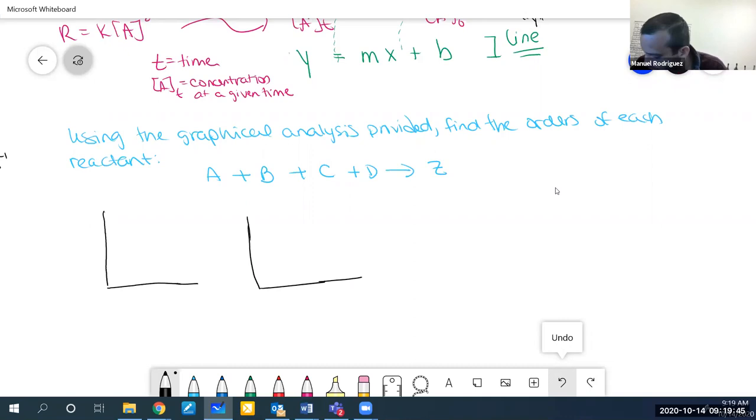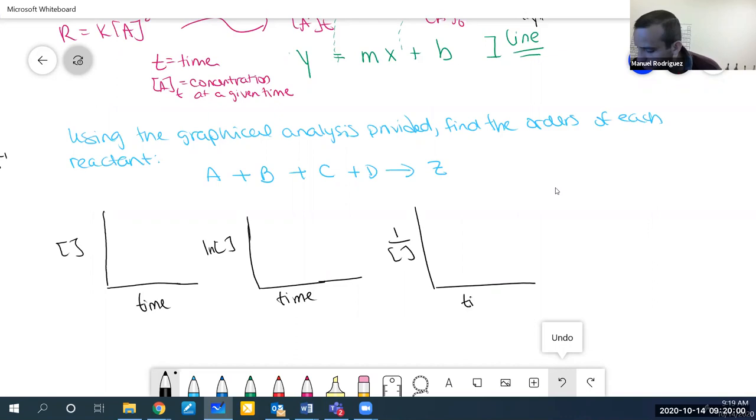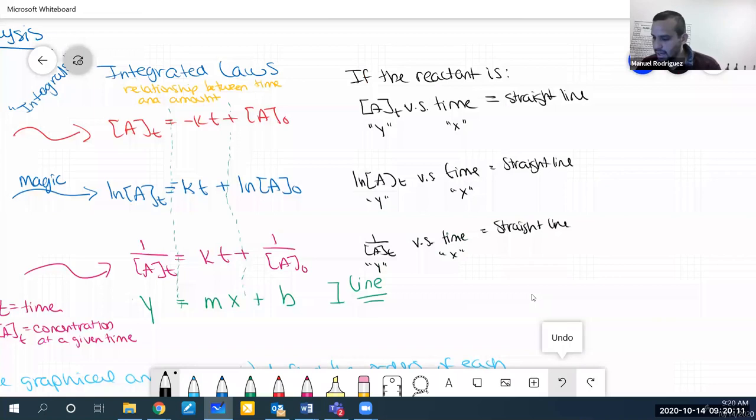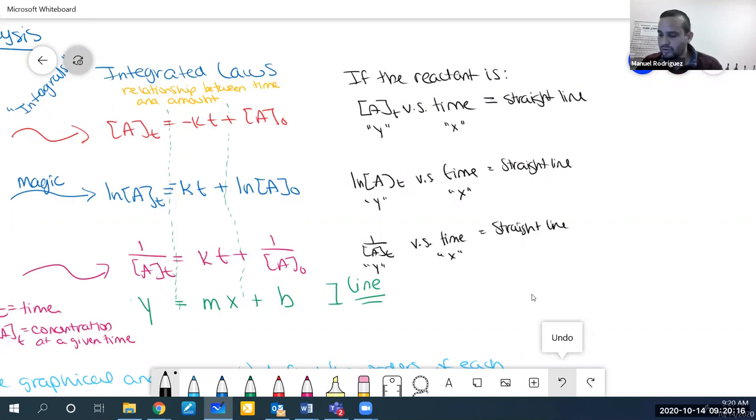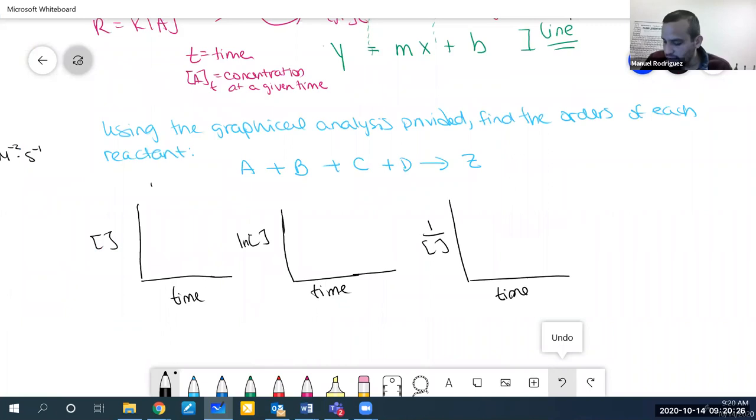You got a graph of concentration versus time. You have a graph of natural log of concentration versus time. You have a graph of 1/concentration versus time. And why are we using those three, concentration, natural log, and 1/concentration as my y-axis? Because if I look back, I know that 0 should be concentration, 1 should be natural log of concentration, and 2 should be 1/concentration. So those are the three options I have for my zero, first, and second. So basically my first one is like the zero order equation, the second one will be my first order equation, and the 1/concentration should be my second order equation.